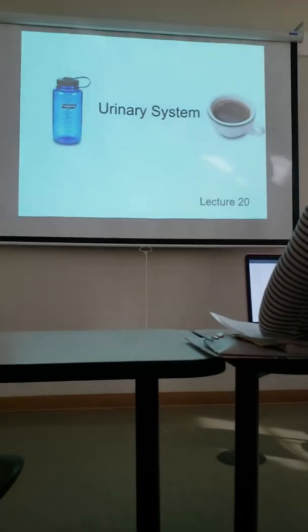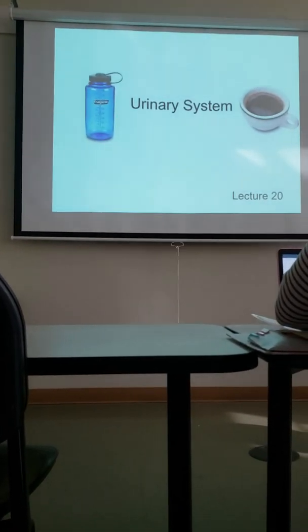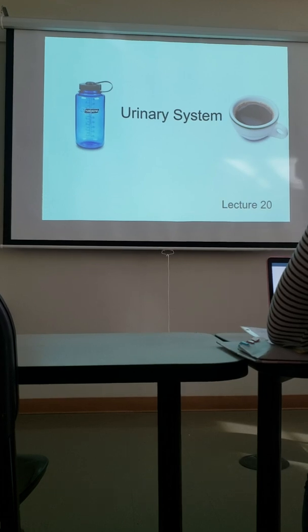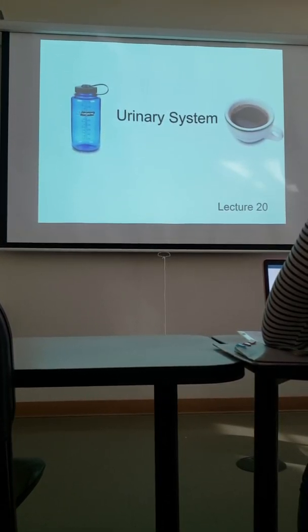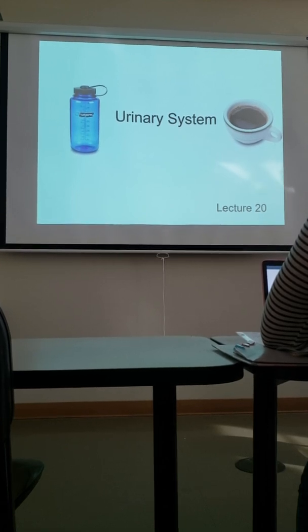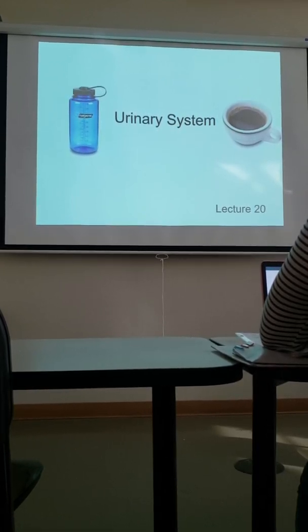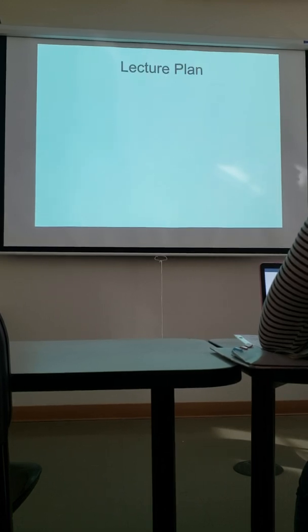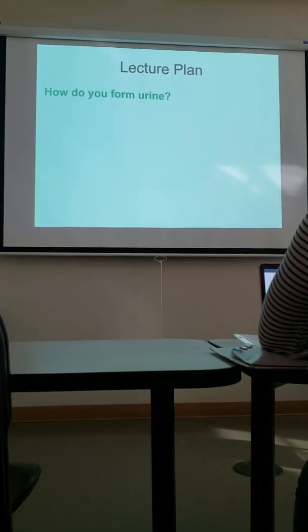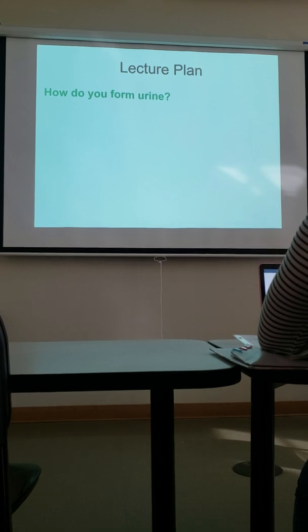Last week, we talked a little bit about how we make sure we rehydrate with sodium and potassium, and how sugar dehydrates us. Today we're going to go back into the basics and just understand what the whole function of the urinary system is and basically how it works. So our main question today is, how do you form urine?